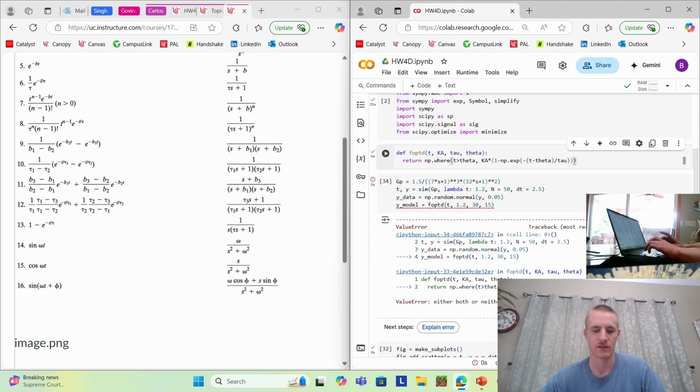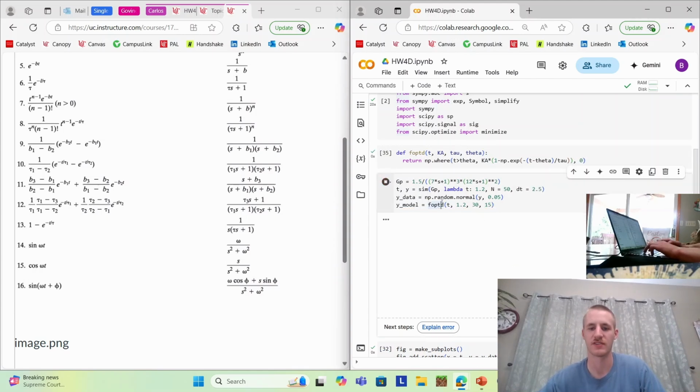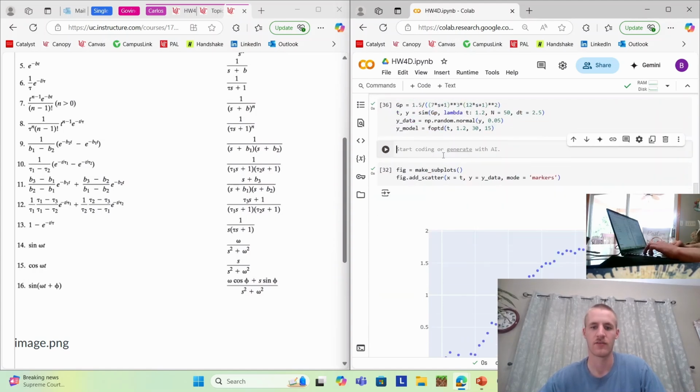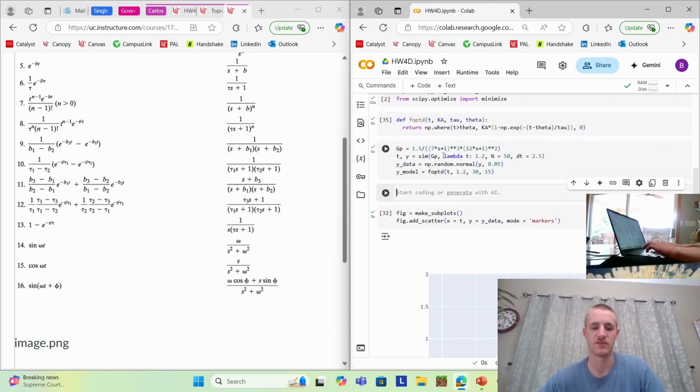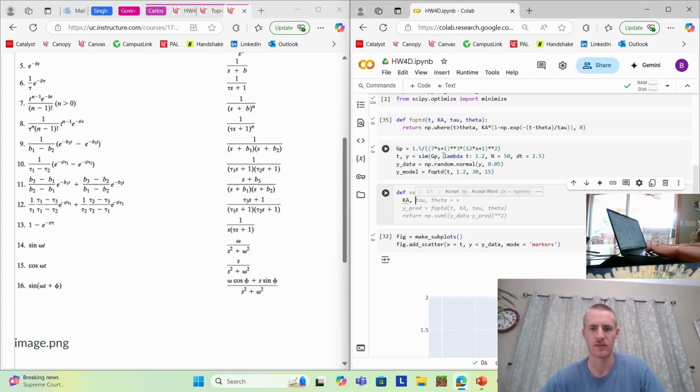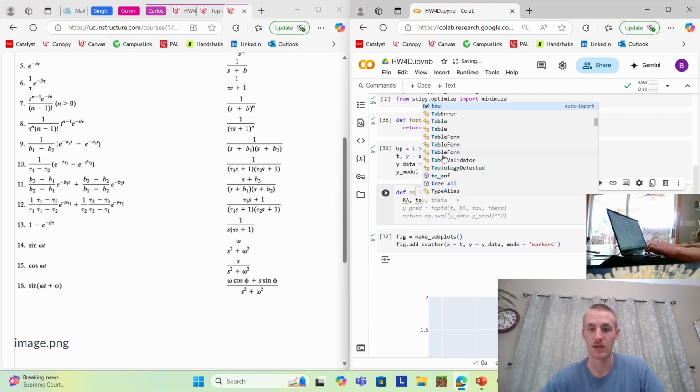If this is false, I want it to return a 0. And now what I want to do is a sum squared error. So define SSE given some vector, and that's going to be our Ka, our tau, and our theta.